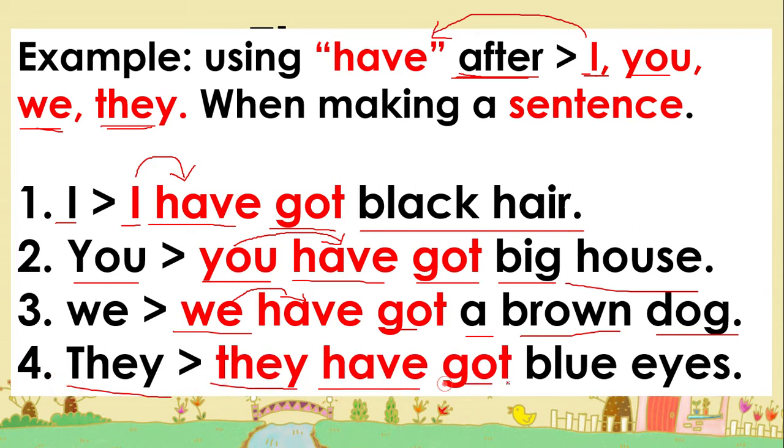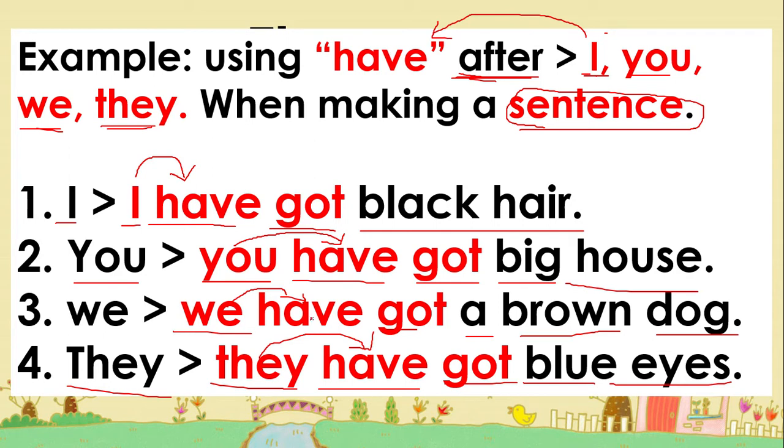They have got blue eyes. Okay, so you put they before the word have. You are going to use this if you are making a sentence. If you are making a sentence, I goes first before the word have. I have got black hair.